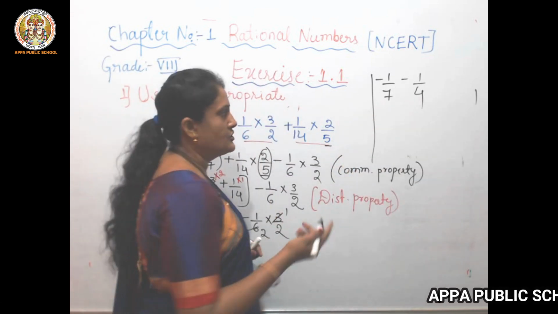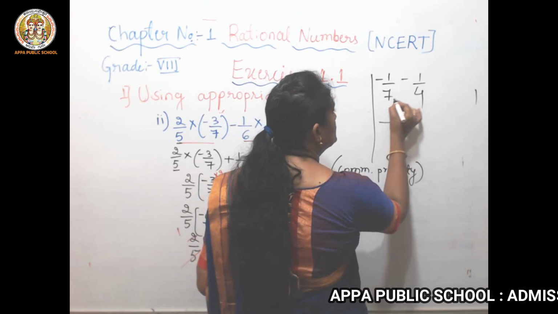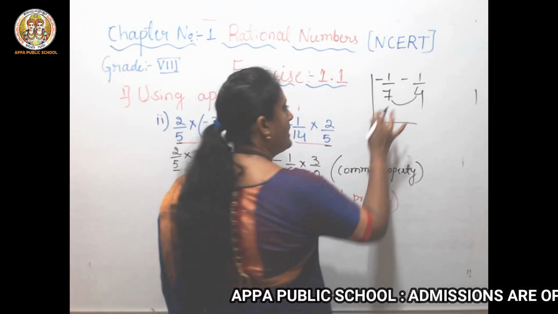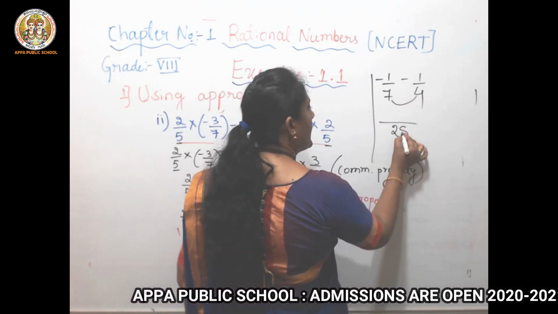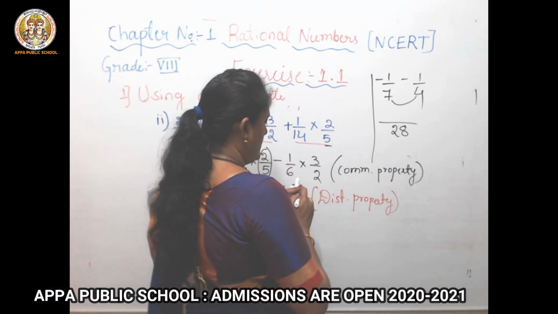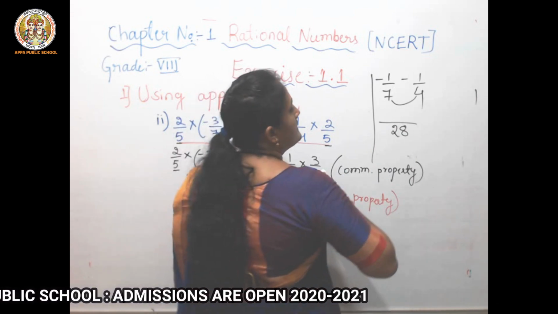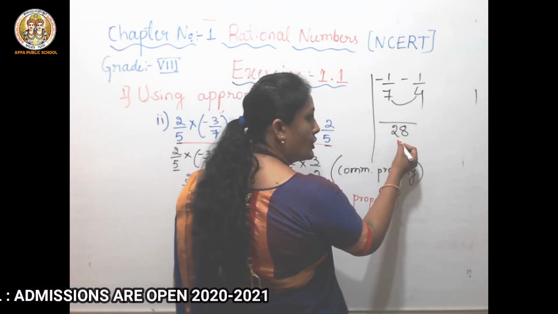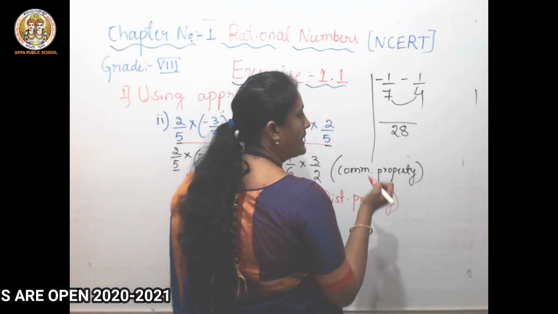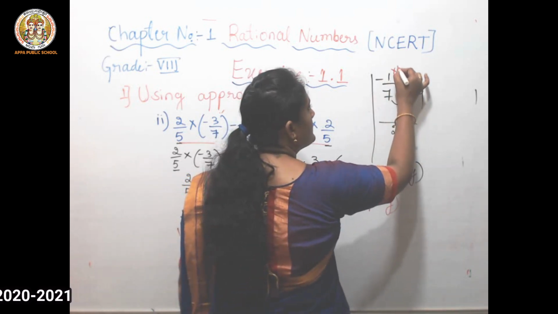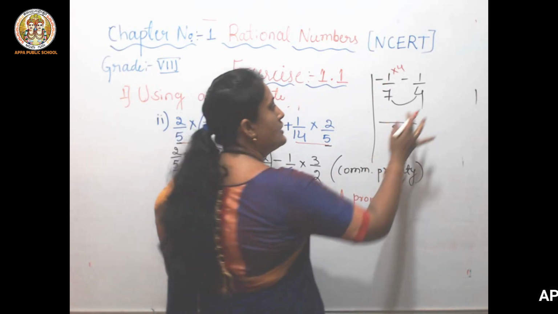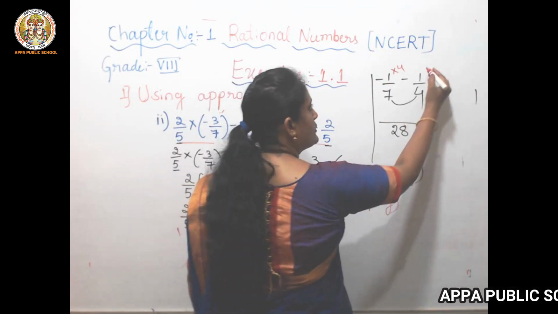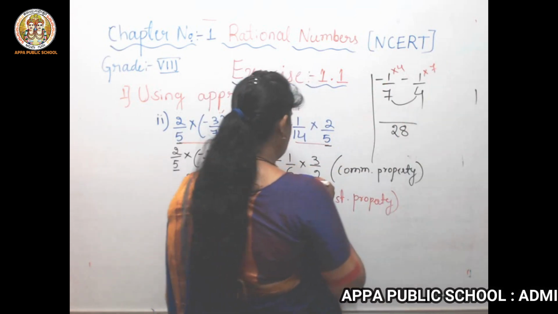So we can have a look at these denominators. Both are different, so we will multiply these two. What is the number? 7 4s are 28. Okay, now let's check. 7 into how much will get 28? 4. 7 4s are 28, so that 4 will multiply here. 4 7s are 28, so that 7 will multiply here.